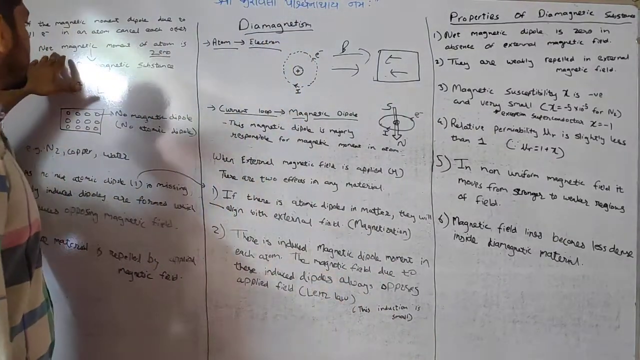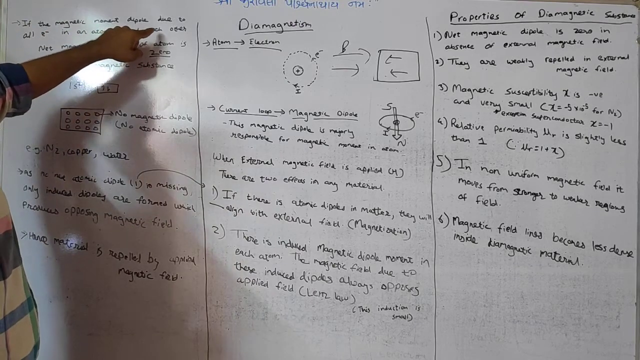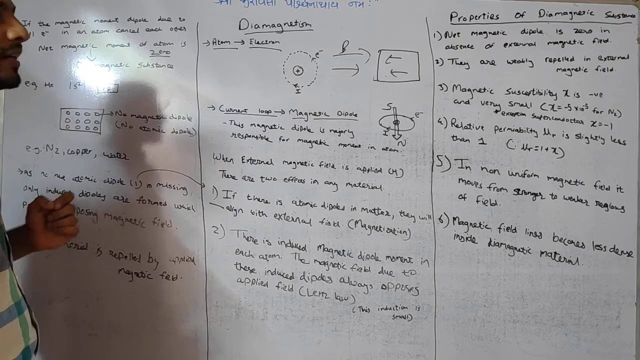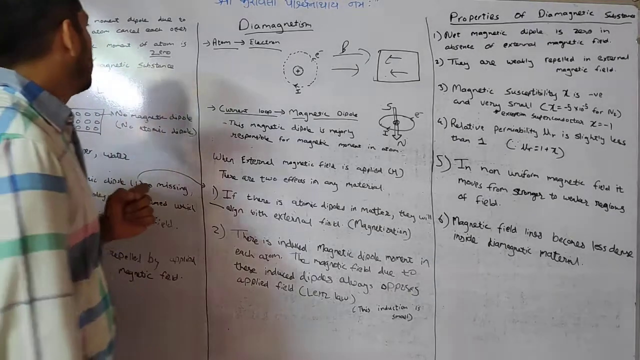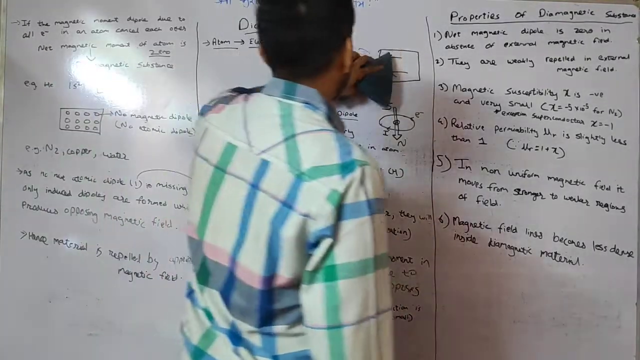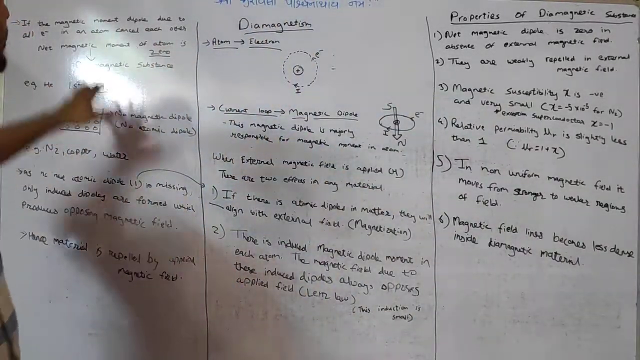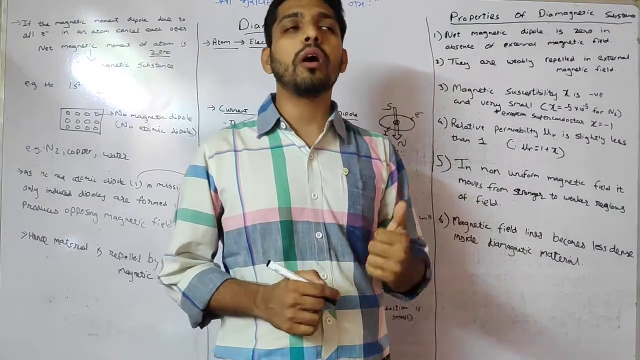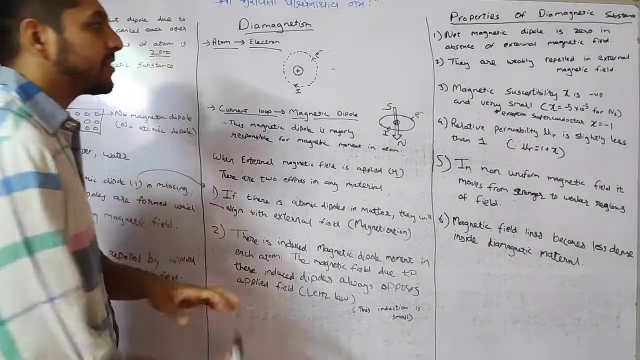So in diamagnetism, what will happen? In this type of substance, if the magnetic moment dipoles due to all the electrons in an atom cancel each other, then the net magnetic moment of the atom is 0. I'll show it to you. Here all the electrons will always be in pairs. There will not be any single electron, which you might have studied in chemistry.